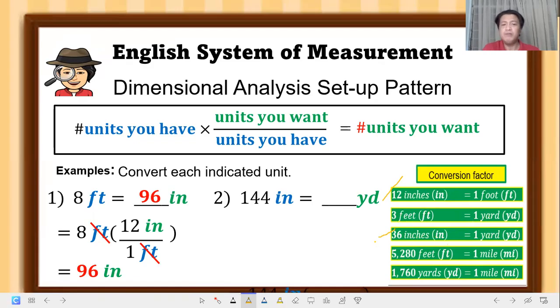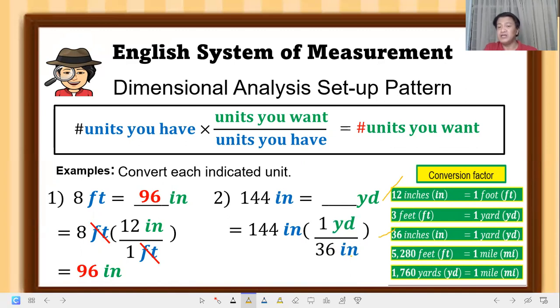Okay, and then, let's set up the dimensional analysis. The units you have, or the given, you multiply by this conversion factor: 36 inches is equal to 1 yard. But take note, when we write that as a fraction, the unit of the given must be the same in the denominator so we can cancel it. So the inches cancel. And then what remains in the numerator is 1 times 144, which is the same. Divide it by 36. That will be our answer. This means 144 inches is equal to 4 yards.